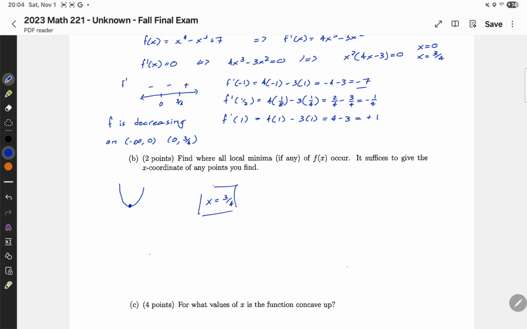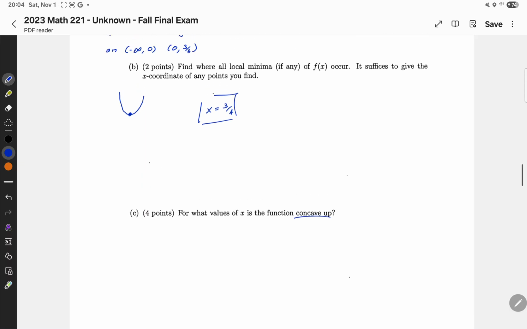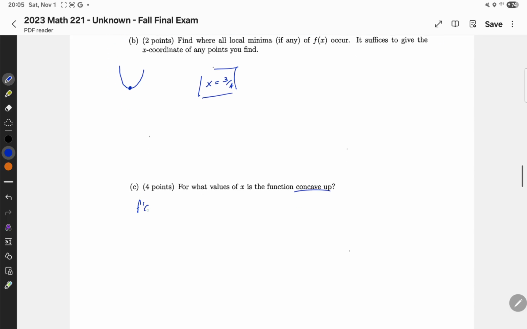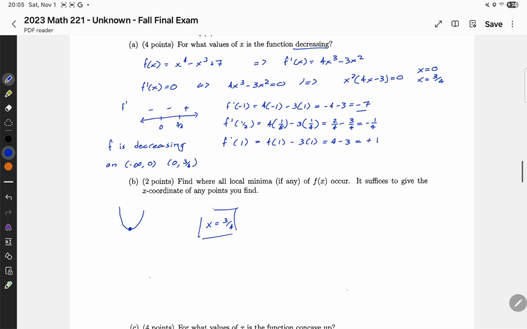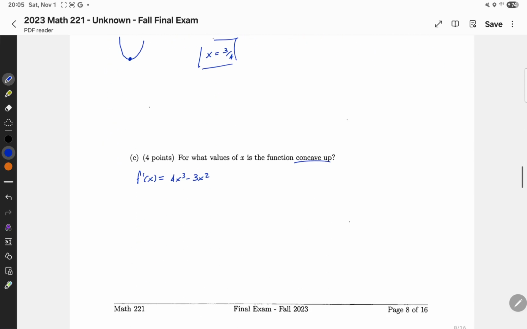All right, now for part C, for what values of x is the function concave up? So concavity means you're going to be looking at the second derivative. So let's go ahead and grab the first derivative from up top. We have f prime of x is equal to 4x cubed minus 3x squared, right? Yep. All right, so now let's find the second derivative. We have f double prime of x. This is just going to be equal to, by the power rule, 12x squared minus 6x.